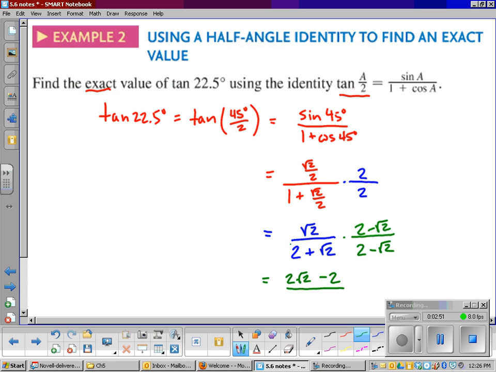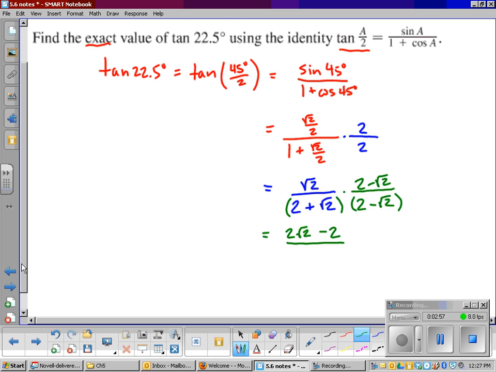In the denominator, conjugates gives me the difference of squares in factored form. So I'm not going to have a middle term. I'm only going to have two terms. The first one comes from squaring the first number, so 2 squared is 4. The next term comes from squaring the square root of 2, which is 2, and it's the difference of squares, so I want a minus in between there.